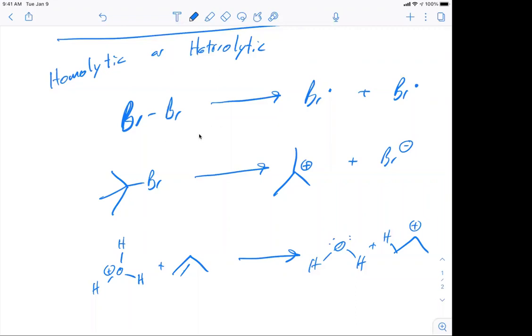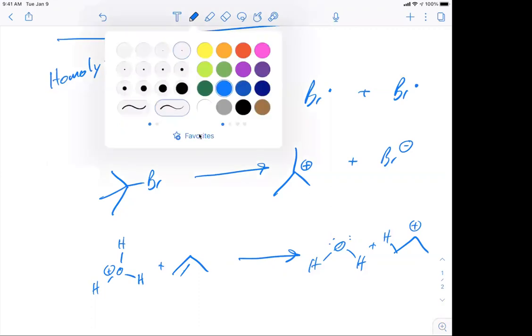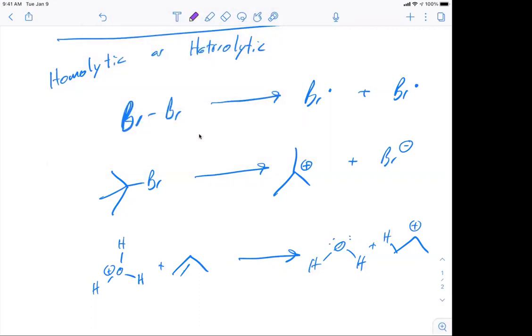Okay, that wasn't quite a minute, but let's see. So in the first one, this is going to be homolytic. If we show the arrows, each one of these gets a radical. That's homolytic, right? We're evenly splitting that.